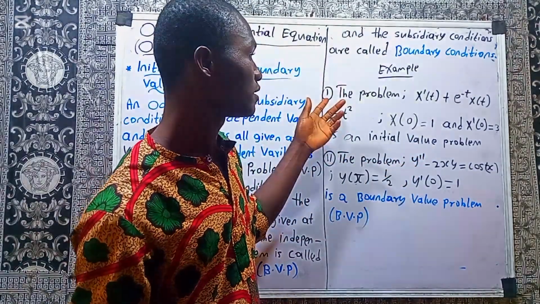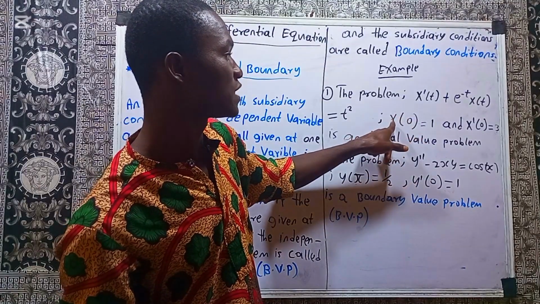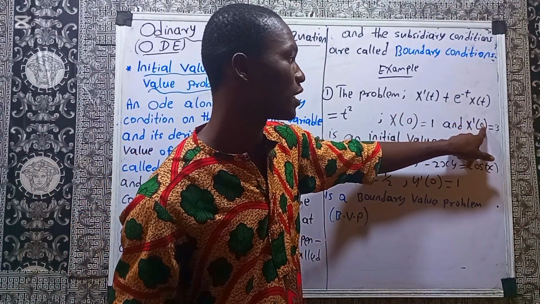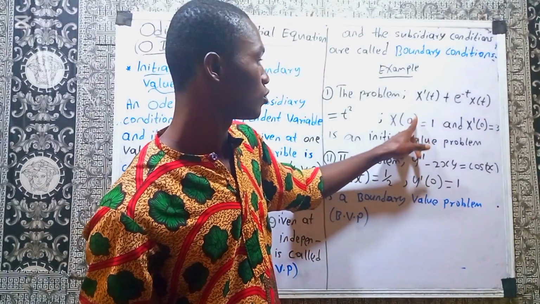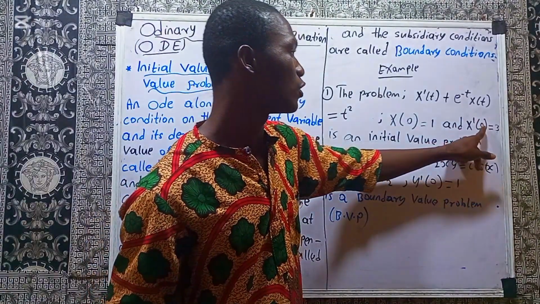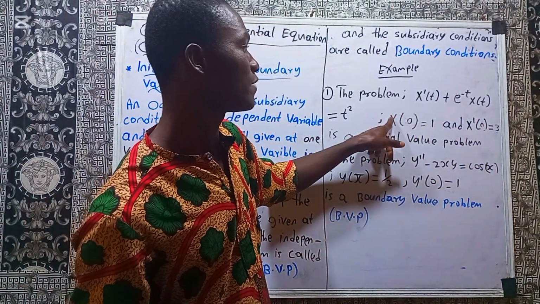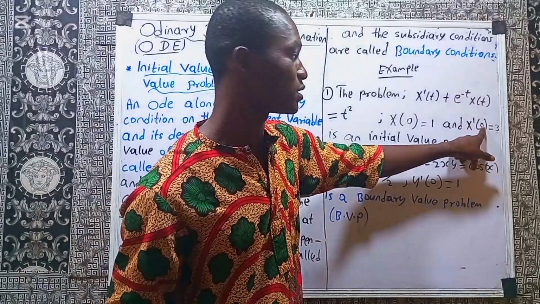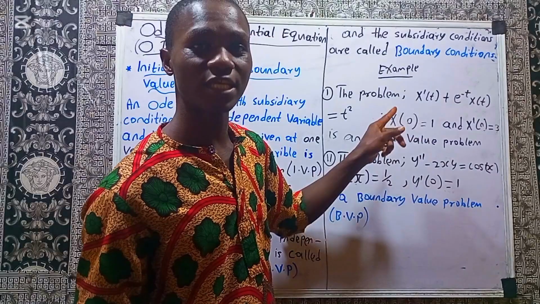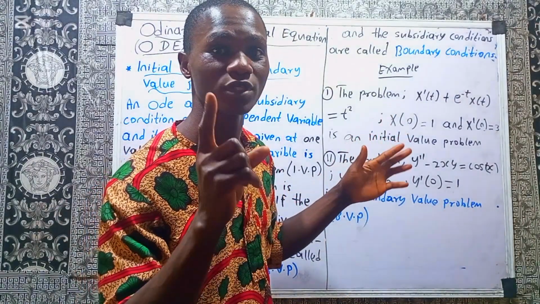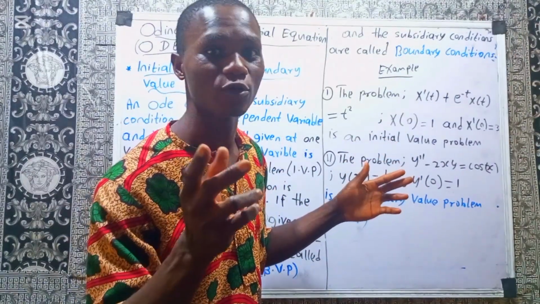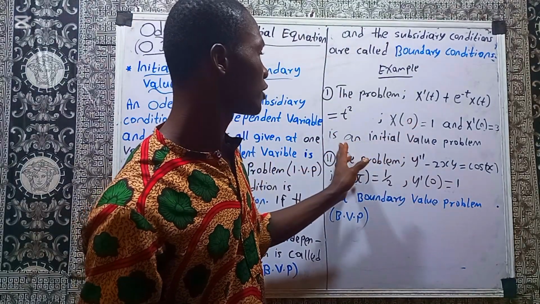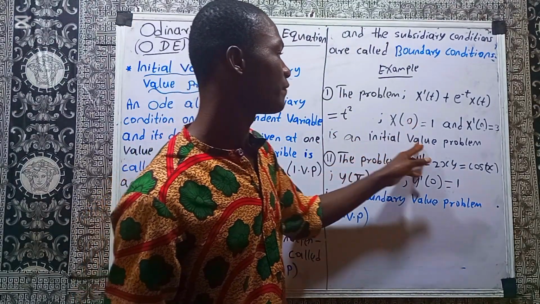The independent variable is t. In this place you have x of 0. In this place you have x prime of what? 0. The same point. 0 here, 0 here. So the condition on the dependent variable and its derivative is given at one point, 0 and 0. And that 0 is just that one value of the independent variable, t. So this kind of problem is called the initial value problem.